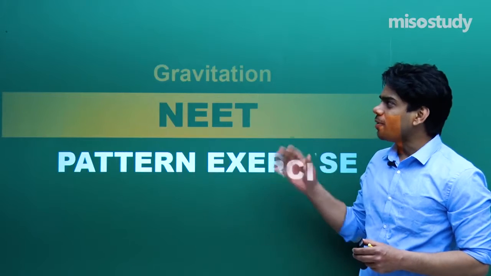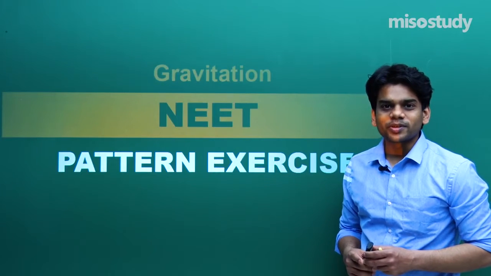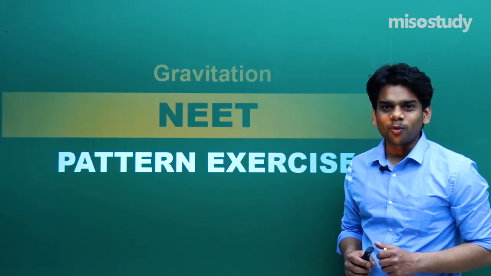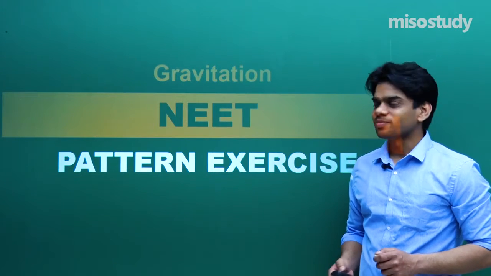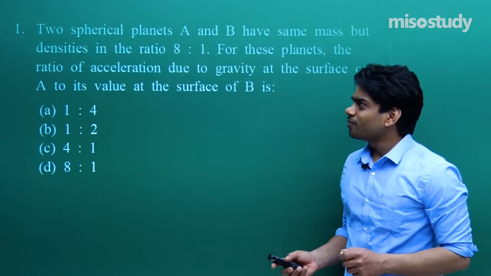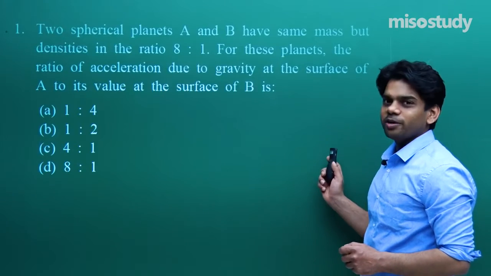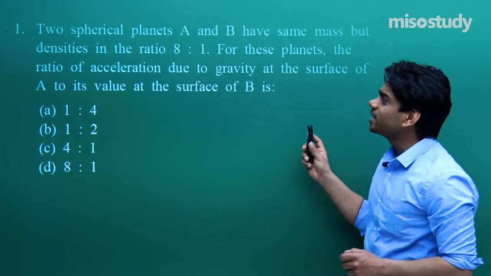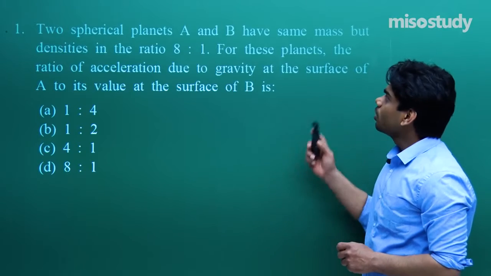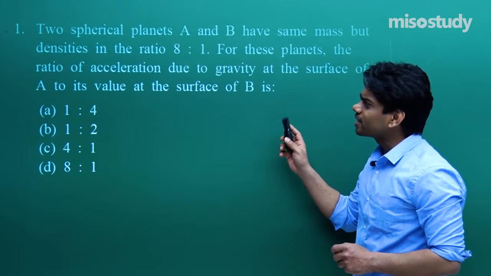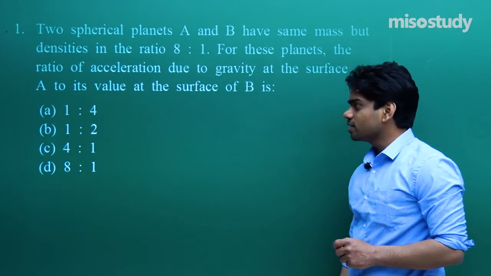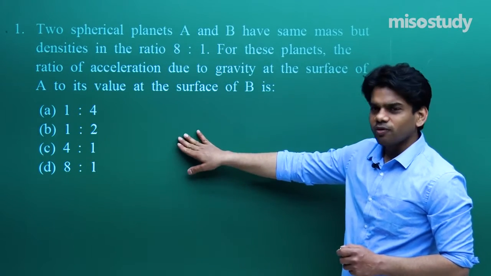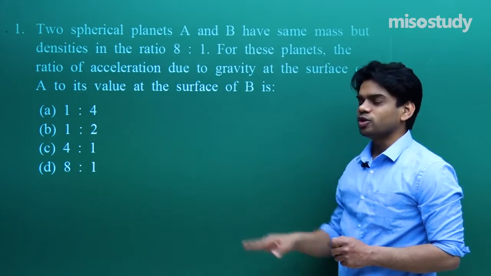In today's chapter, that is gravitation, after learning all the concepts in gravitation, I believe that you'll be remembering each of the formulae. Let's go ahead and practice questions based upon the concept of gravitation. The first question of the day: two spherical planets A and B have the same mass but densities in the ratio 8:1. For these planets, the ratio of acceleration due to gravity at the surface of A to its value at the surface of B is: A 1:4, B 1:2, C 4:1, D 8:1.